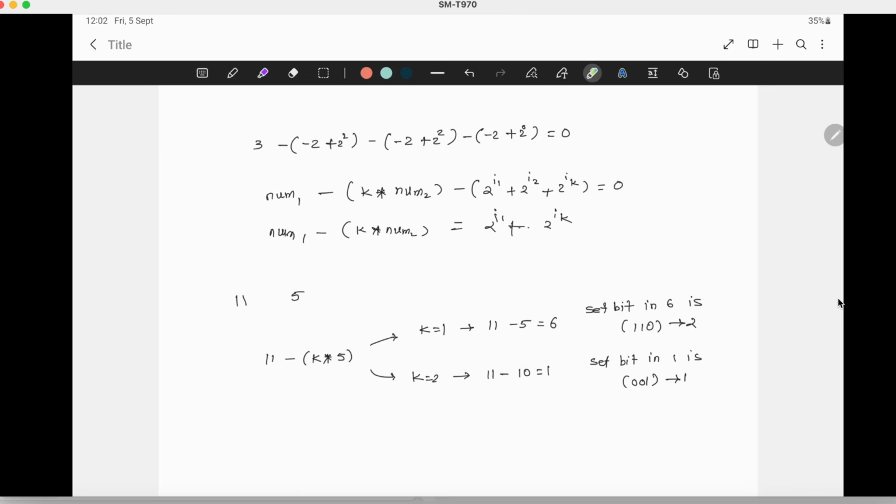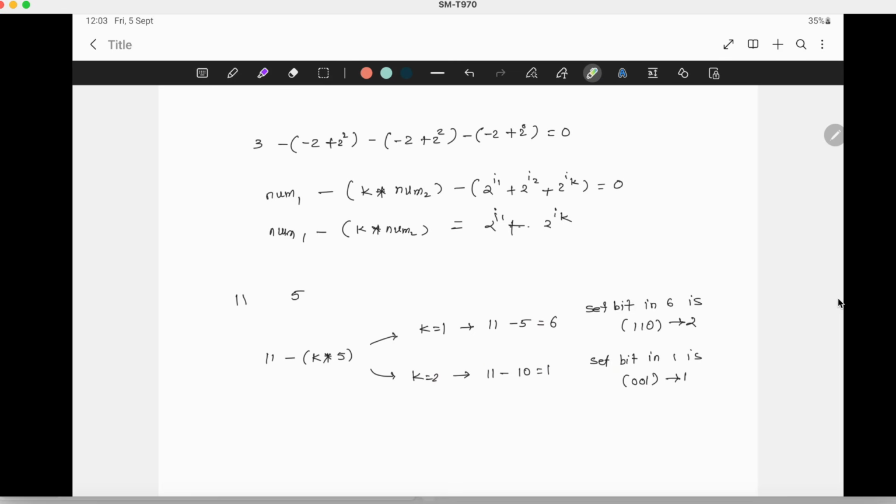Okay, let's discuss this particular example. 11 and 5 are the values. So this is num1 and this is num2. By considering this formula, num1 minus k into 5, we will keep trying to put this k value as 1, 2, all the way to 60, and we'll keep trying to see if this k value is greater than or equal to the set bits available in the answer that we are getting.